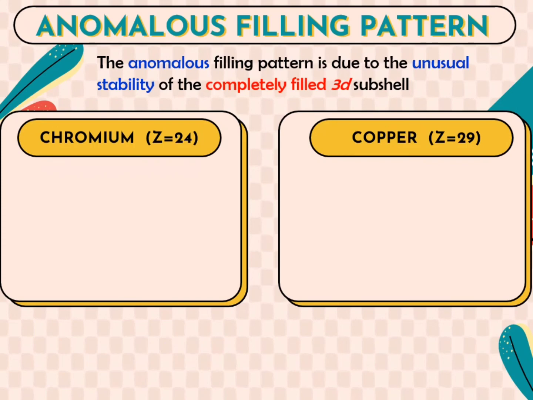Remember, dalam periodic table tu ada banyak elemen. So this anomalous case, anomalous ni dia special. Anomalous ni maksudnya special case. Dia hanya berlaku pada chromium, which is the proton number 24, and copper, which is the proton number 29. So when you look at the question, kalau dia bagi proton number 24 and 29, you need to be careful because dia ada anomalous case.